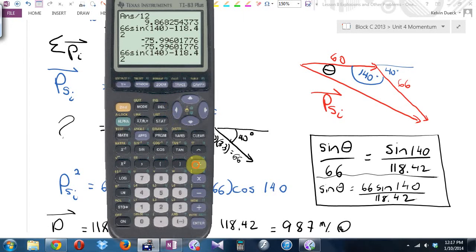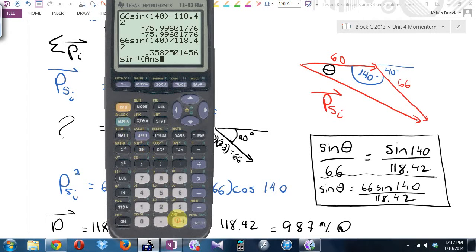Try that again. Hit that instead. Oh, wow. Almost made that work out evenly. That would have been kind of cool.